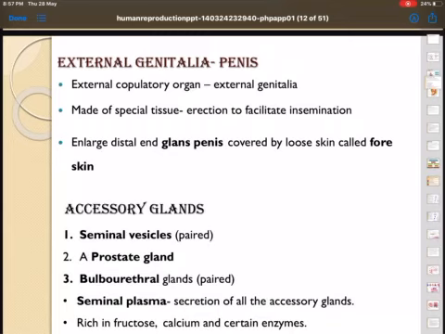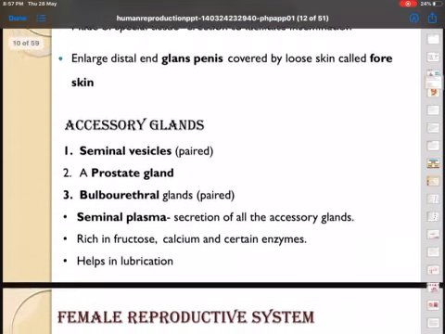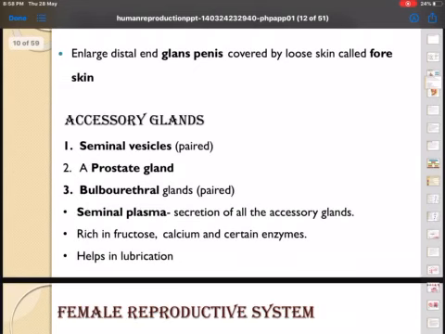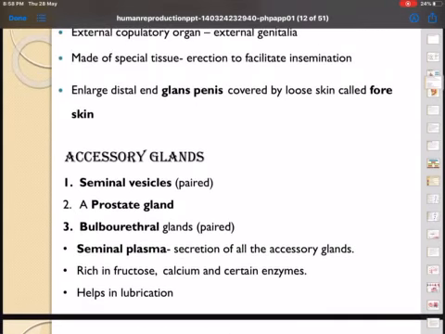It is a copulatory organ and it is external in nature. It's made up of special tissue, helps in erection and to facilitate insemination, transfer of semen from penis to the female reproductive tract. The enlarged distal end, glans penis, is covered by loose skin called foreskin. So the accessory glands are seminal vesicles, a pair, a prostate gland, and third, bulbourethral glands.